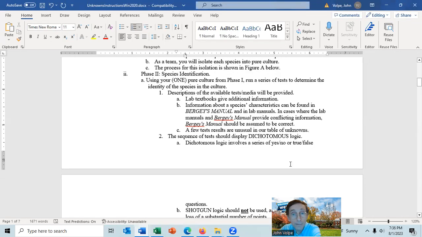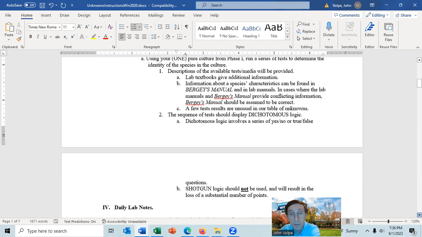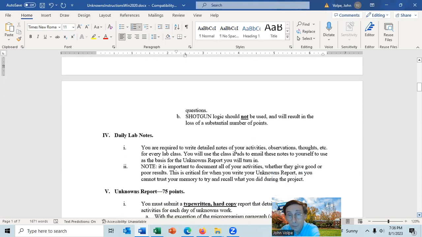The sequence of tests should display dichotomous logic, where you ask for one test where the results will be yes or no or true and false. And you're asking for one test at a time. If you do not use dichotomous logic, you will receive a penalty. Shotgun logic is you just run a whole bunch of tests all at once, and that will result in a substantial number of points lost.